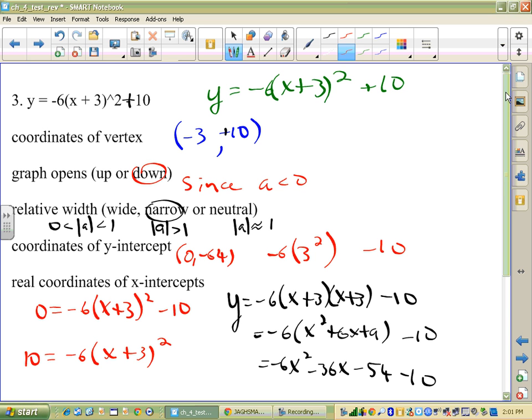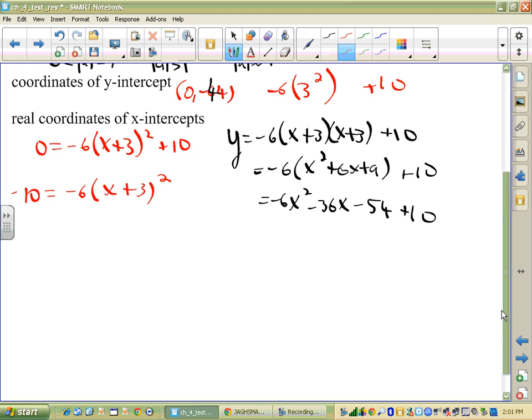So then that would make that plus 10. That would make that plus 10. So that would make that negative 54 plus 10. That'd be a negative 44 then, right? And then that would make this a negative, and that would make this a plus. Okay. So that's going to work out a little better.